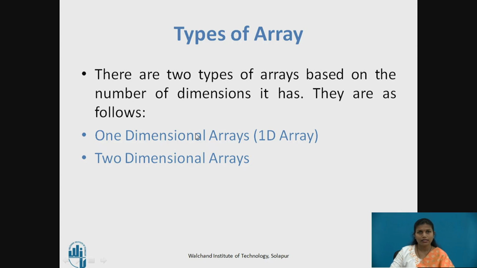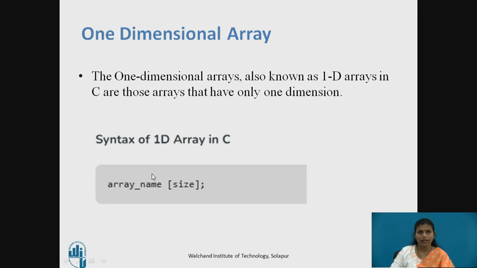Let's see the next, that is the types of array. So basically there are two types of array. One is the one dimensional array, the second is the two dimensional array. In a one dimensional array we can provide only one dimension of size to the array.